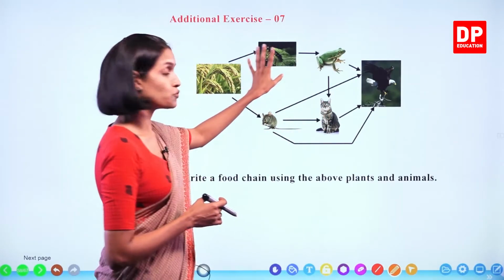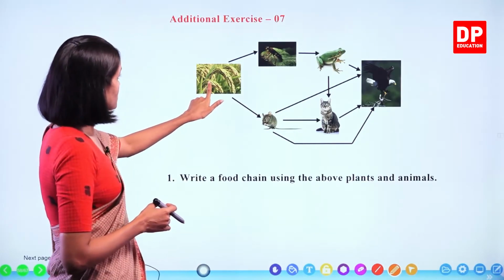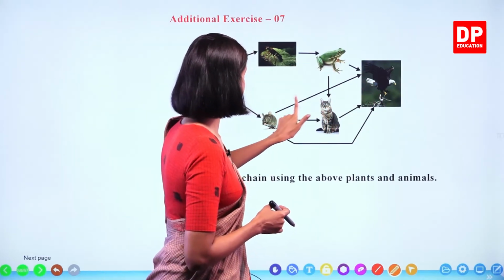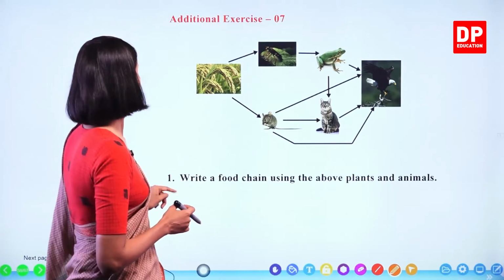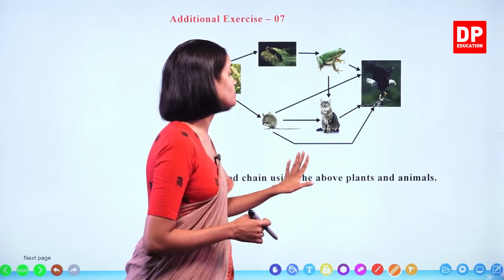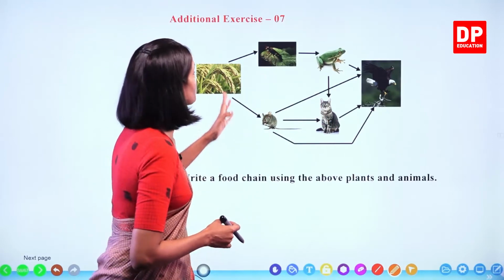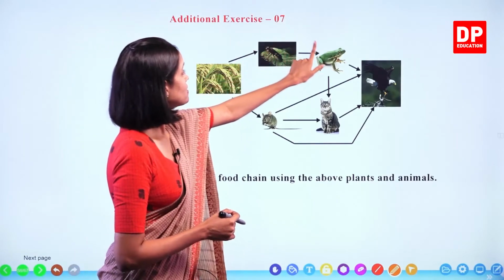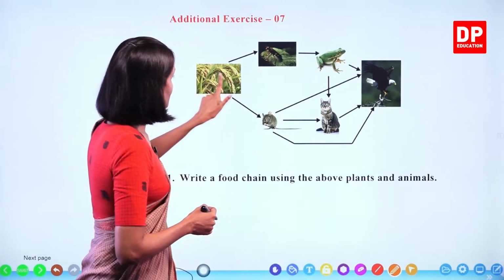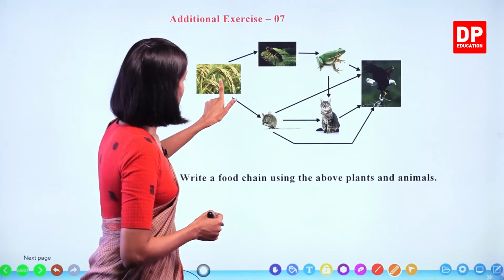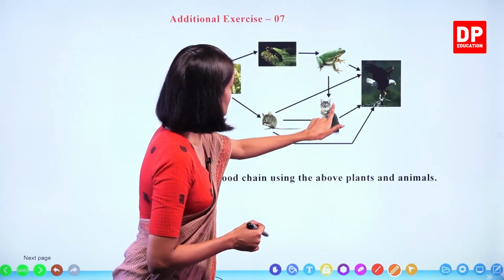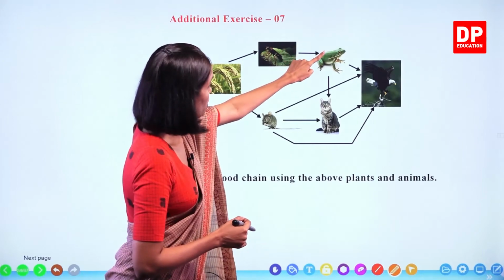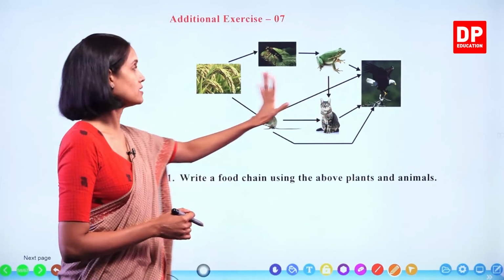Look at this. A food web is given. Paddy plant, rice bug or paddy bug, frog, eagle, cat, and rat. Write a food chain using the above plants and animals. Now we can write a number of food chains, right? So we can write paddy plant, rice bug, frog, eagle; paddy plant, rat, eagle; paddy plant, rat, cat, eagle; paddy plant, rice bug, frog, cat, eagle. We can write anything. We'll write one.